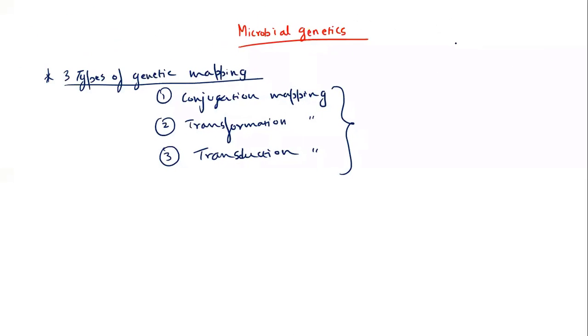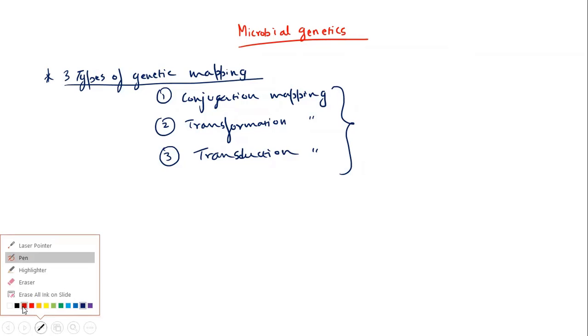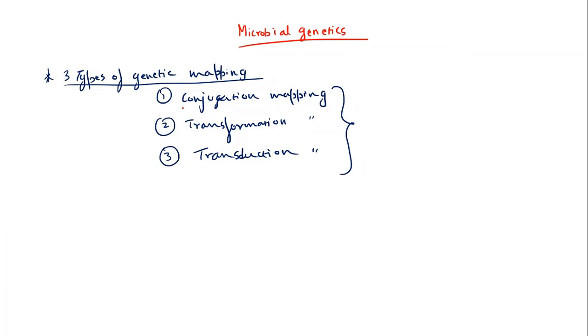Mapping, right? We are going to understand three types of mapping. One is called conjugation mapping, the other is called transformation mapping, and the third one is known as transduction mapping, right? Before moving ahead, we should be familiar with these basic terms as well. What is the concept that you need to understand? You need to know about conjugation, transformation, and transduction. So I'm going to begin with a brief definition of these terms.